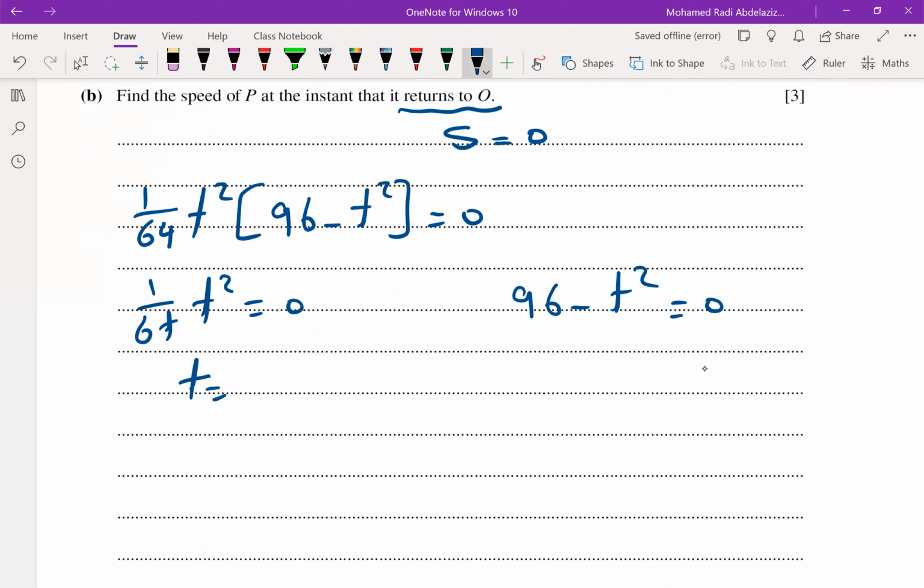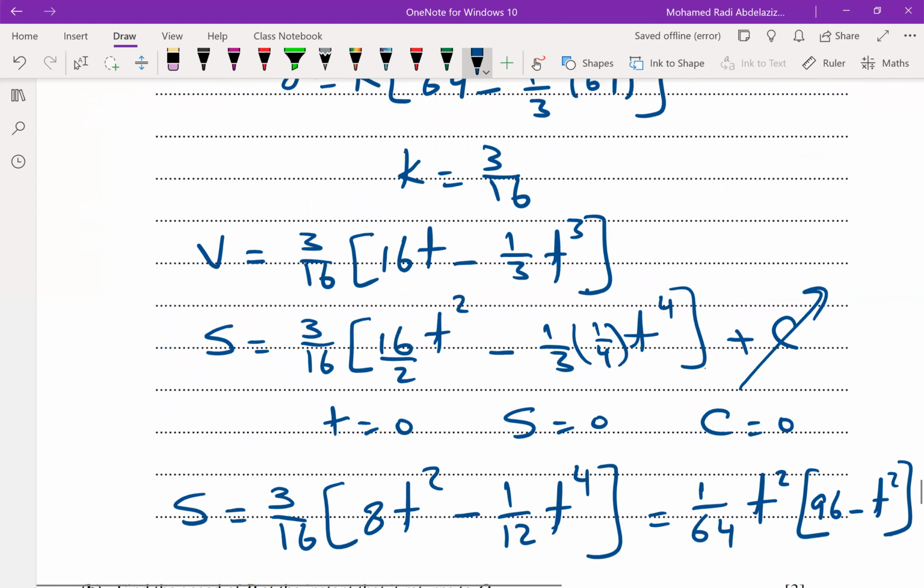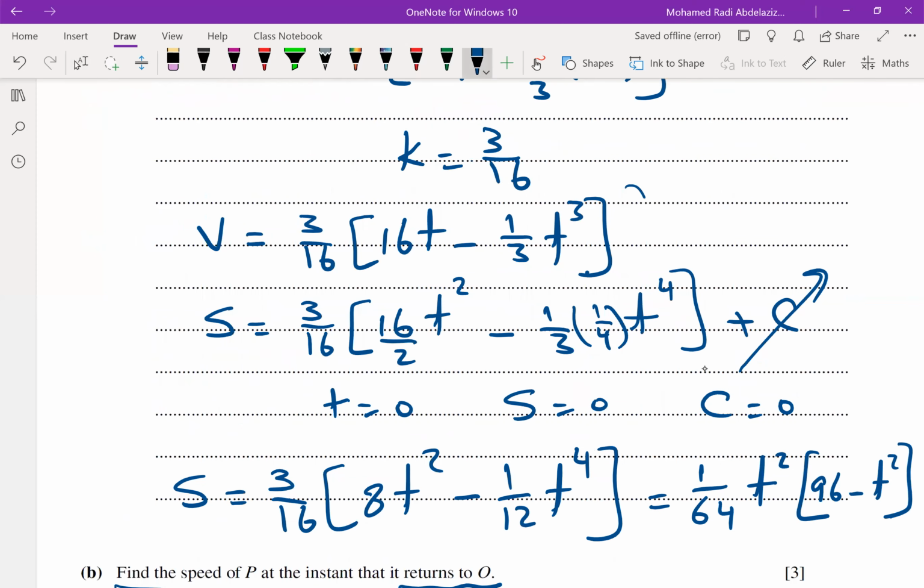By solving the first equation, you will get t equals 0. This is at the start of motion. And by solving this equation, you will get t equal to positive or negative square root of 96. But time has to be positive, so I will take only the positive value. You can keep it as square root of 96, or you can write it as 4 root 6. This is the time, but he asked to get the speed. You now have to substitute this time in the expression of velocity.